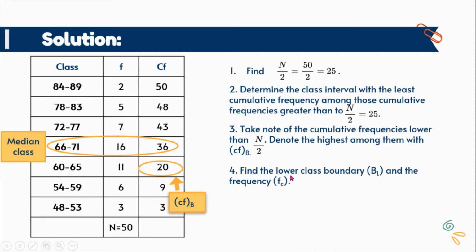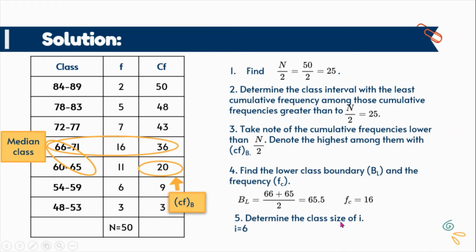So the lower class boundary can be obtained by using the 66 here and 65. So that is 66 plus 65 divided by 2. Our B sub L, or the lower class boundary of the median class, is 65.5. And the frequency of the median class is 16. So our f of c is 16. Lastly, determine the class size.